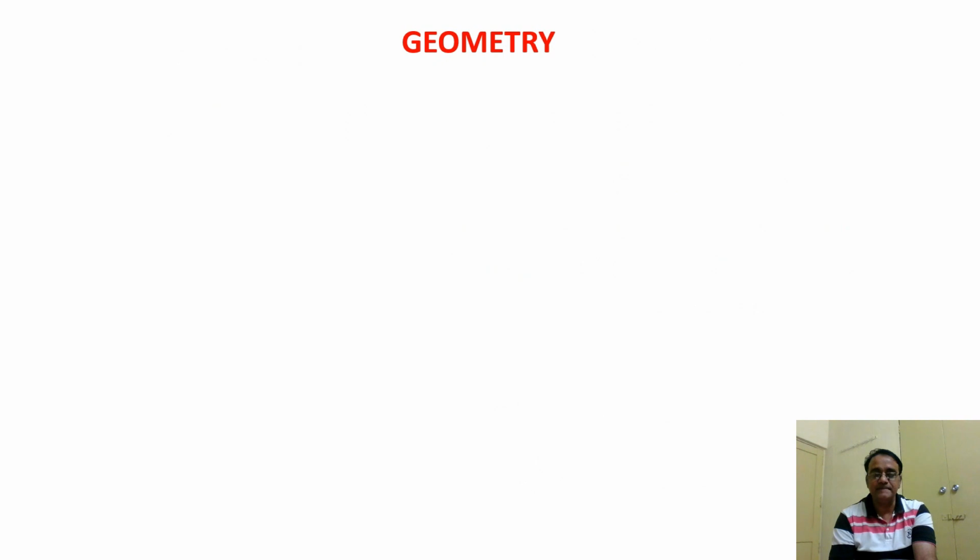concept, that is geometry. The word geometry comes from the Greek words geo, meaning the earth, and metrein, meaning to measure. And geometry appears to have originated from the need for measuring land.